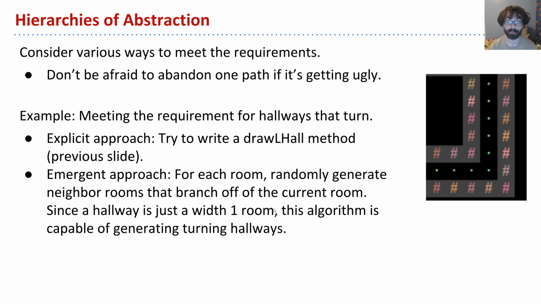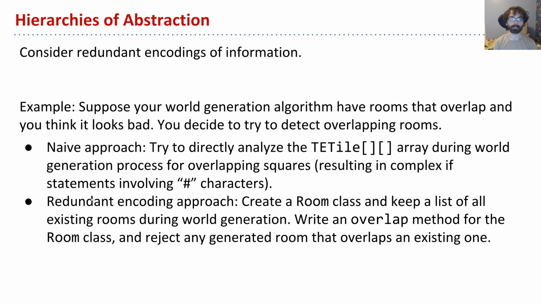But my point is that there's more than one way to meet any of the requirements. There are so many different things you might do. You could explicitly write code to try and do each aspect of the project, or maybe something about the emergent behavior of the entire system is able to meet that specific requirement. Okay. And lastly, for this video, let's talk about redundant encodings of information.